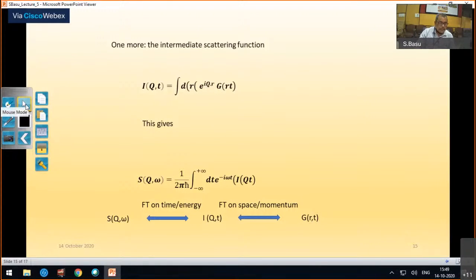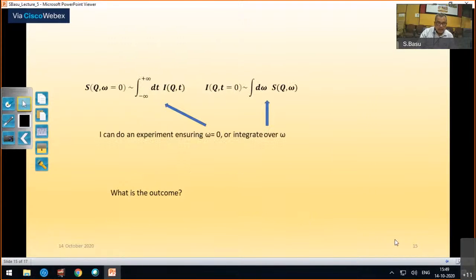So I have S of q,omega, I of q,t, G of r,t, and we measure experimentally S of q,omega in all the sources. Now let's look at an interesting thing.